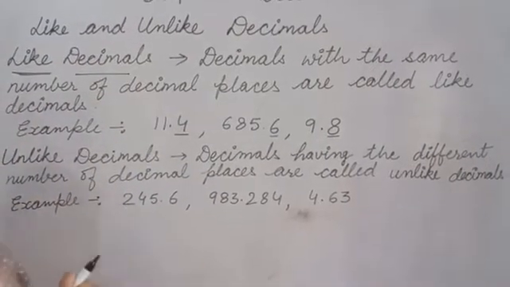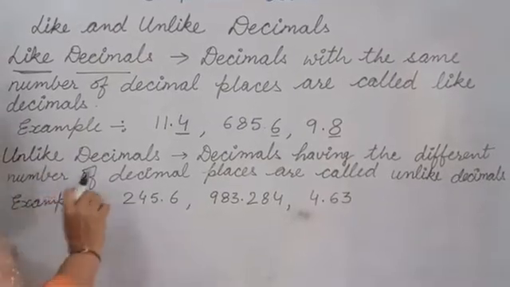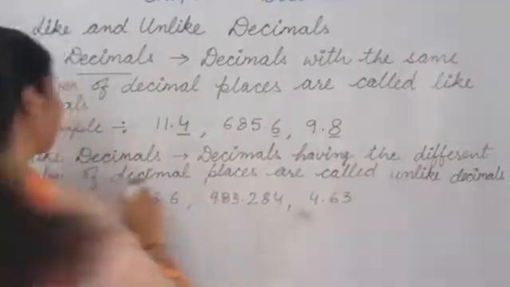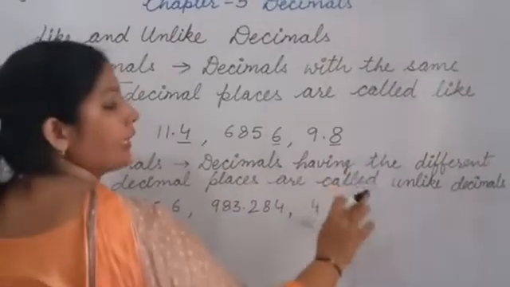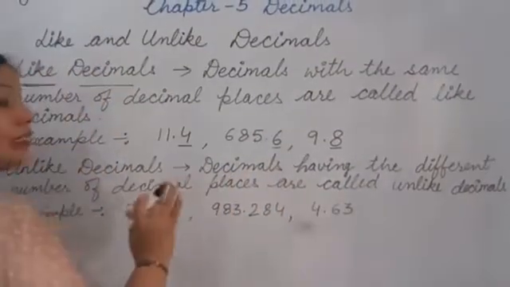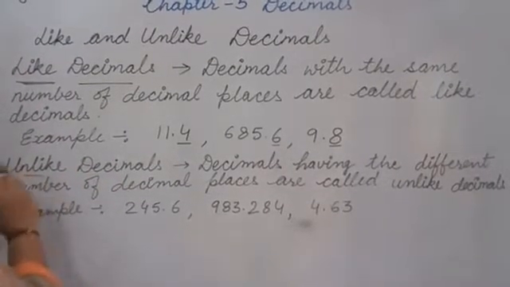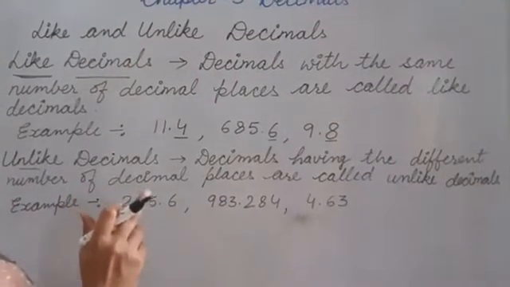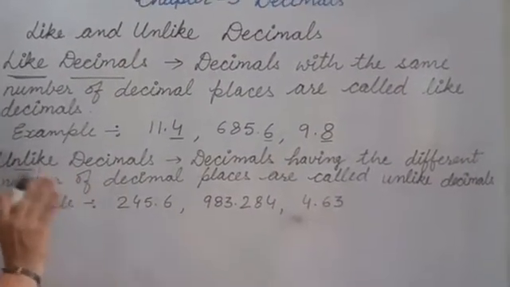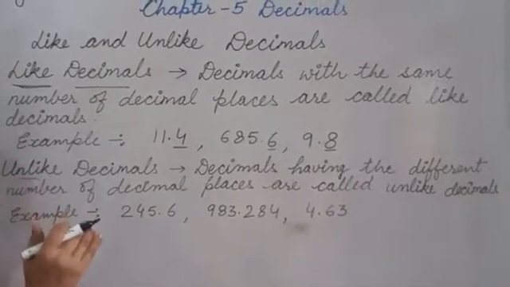Okay. Now after that we have unlike decimals. So decimals having the different number of decimal places are called unlike decimals. Unlike मतलब different, जो same नहीं हो. Name से पता चल रहा है हमें कि which are not same. जो same नहीं हो तो different places, different number of decimal places are called unlike decimals.